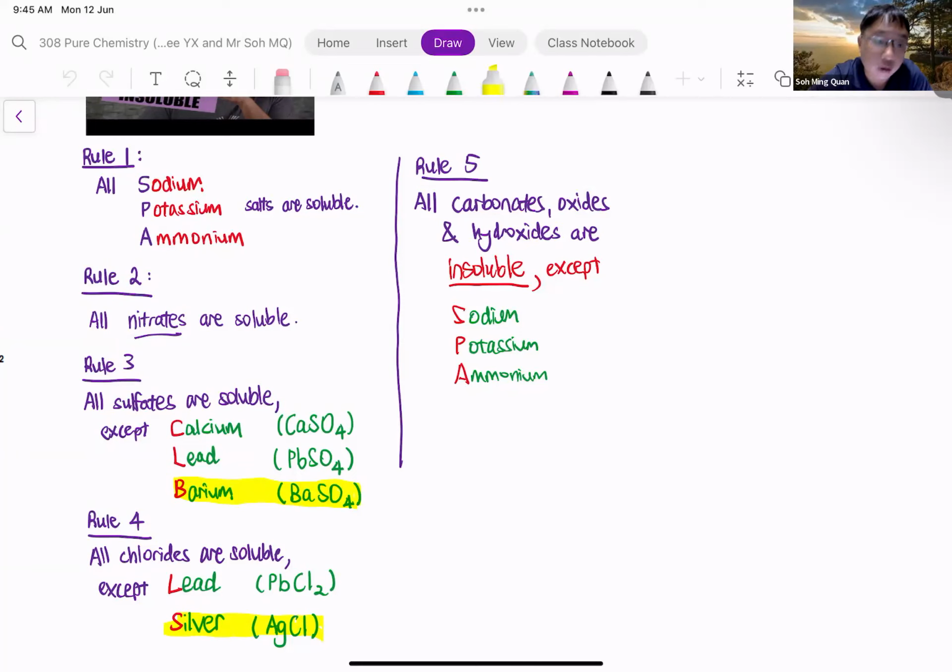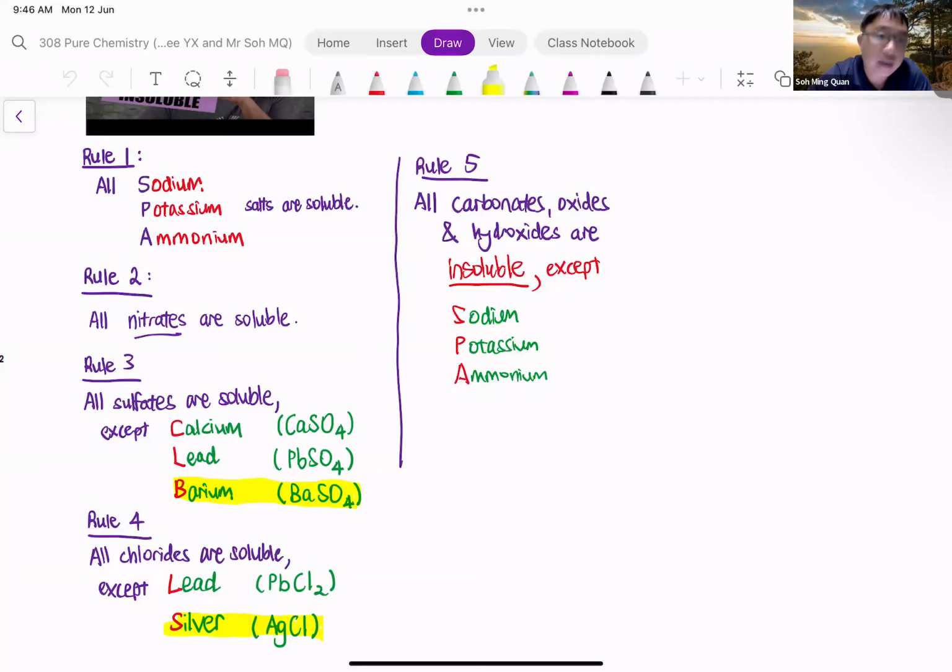Rule number 4 is about chlorides. So all chlorides are soluble except for lead-2 chloride and silver chloride. Okay, so lead-2 chloride and silver chloride are insoluble in water. Rule number 5 is about carbonates, oxides, and hydroxides. Now, rule number 5 is a bit unique because all carbonates, oxides, and hydroxides are insoluble. So the default is insoluble, except for sodium, potassium, ammonium.